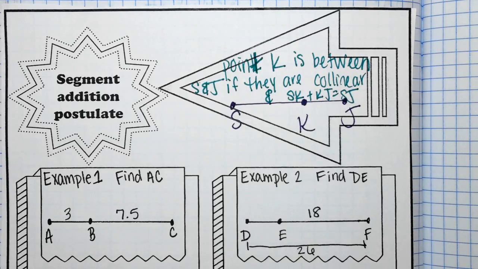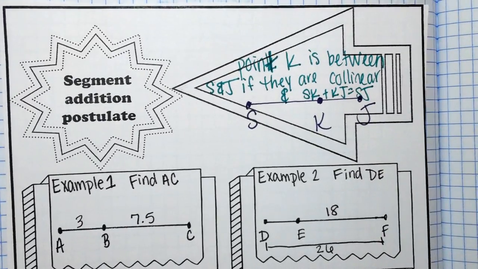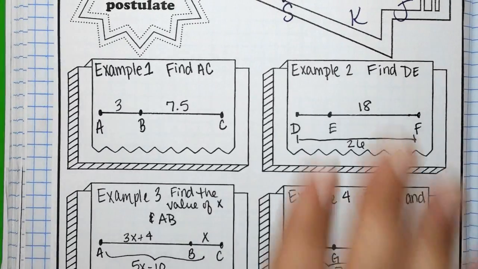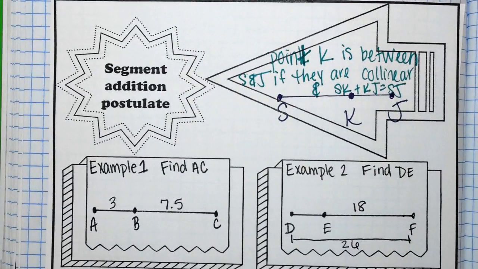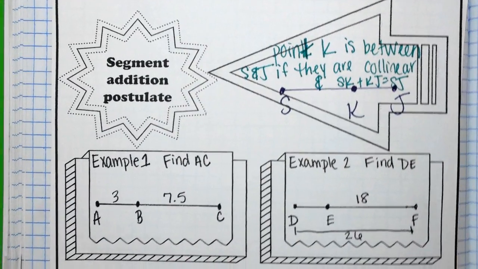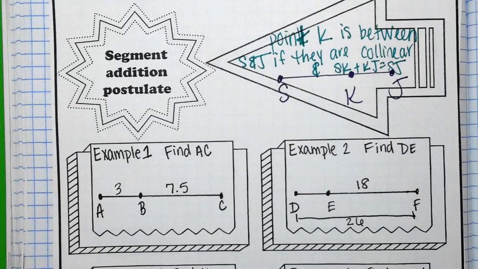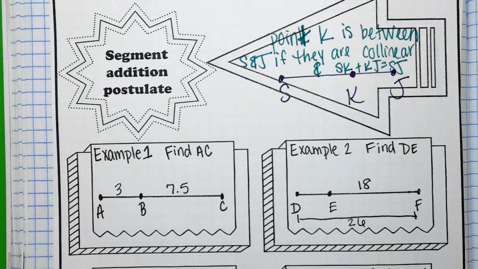That's all segment addition tells you. So now what we're going to do, before we do our handout and our activity, I want you to look at example 1 while I let us finish writing. I want you to tell me what AC is. Example 1.